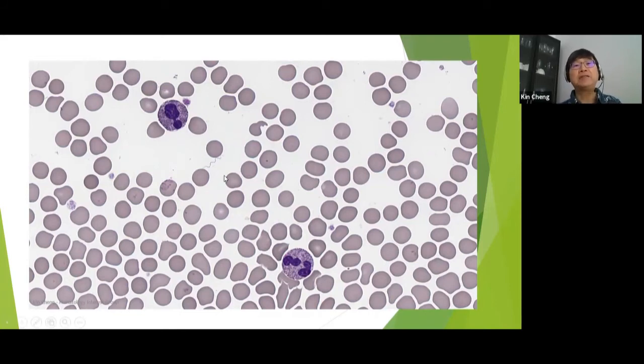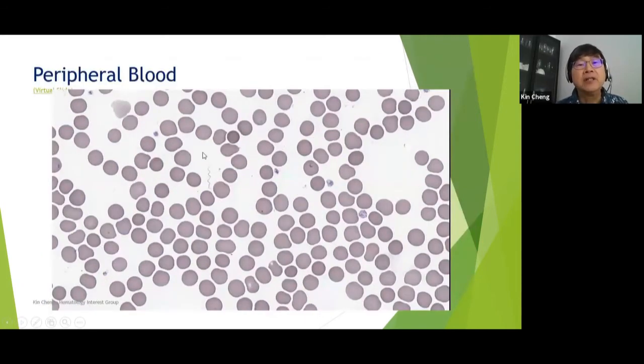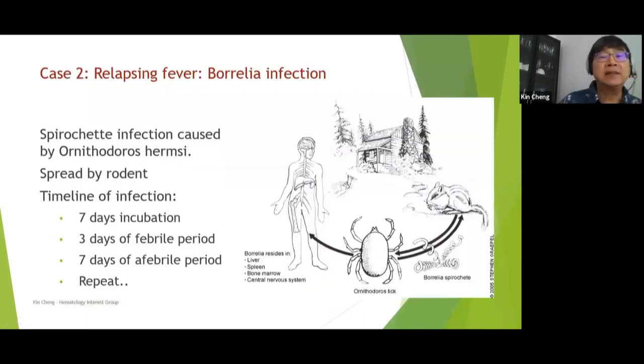It's not that obvious when you first glance at it. And also there's toxic granulation in some of the neutrophils. Again, there's another spirochete right here. So another one, right? This spirochete is called Borrelia hermsii, and it causes relapsing fever.